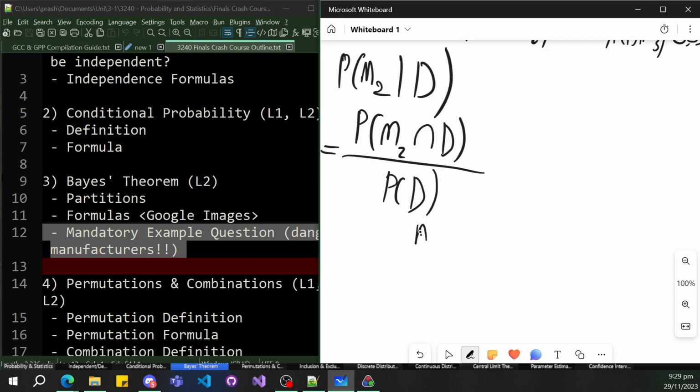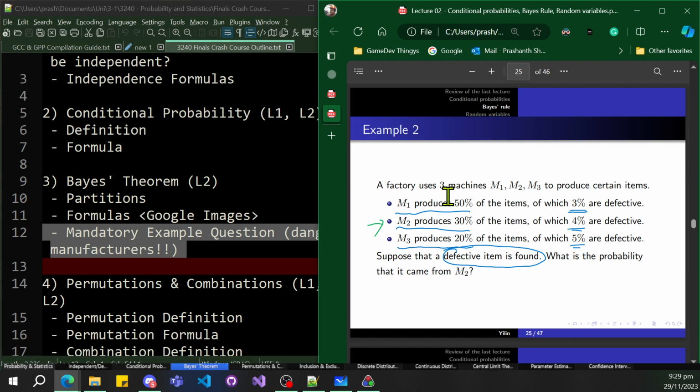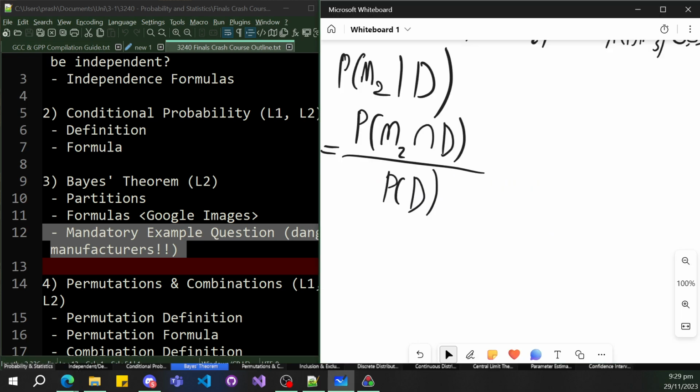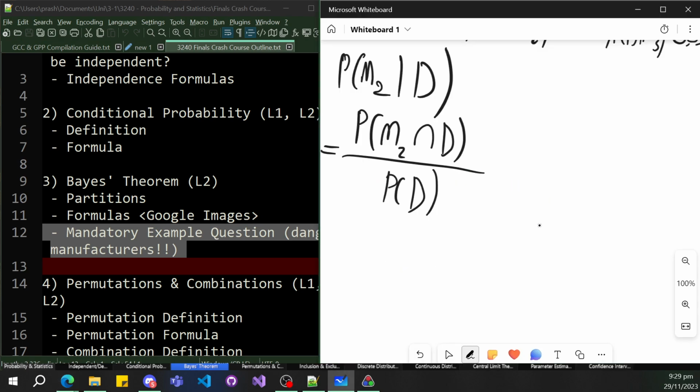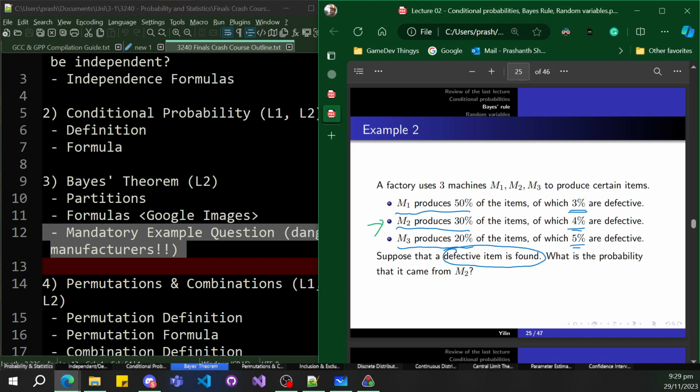And we notice here that we have probability of D at the bottom. We don't know what D is, because that's not what's given to us. That's why we have to use the partition formula, the part that breaks D into D intersect M1, M2, and M3. So we will swap these around. So we have D intersect M2. And at the bottom, we know that there's only 3 machines involved in this process.